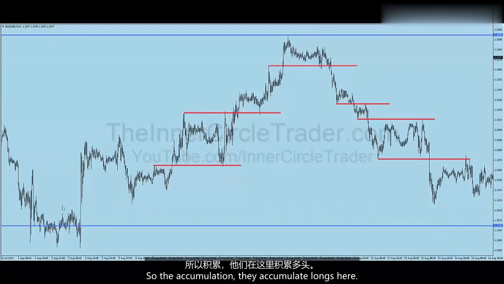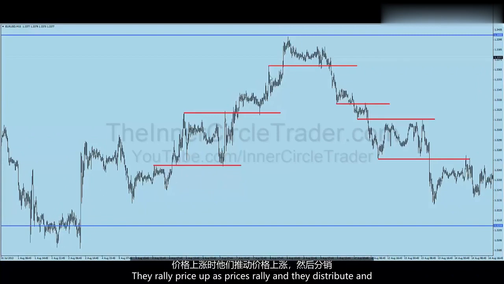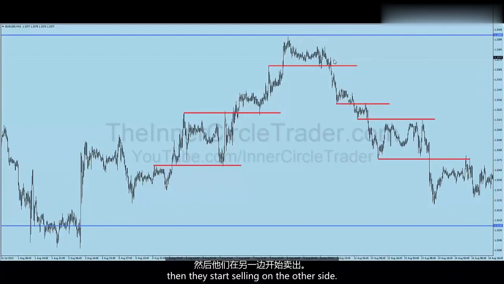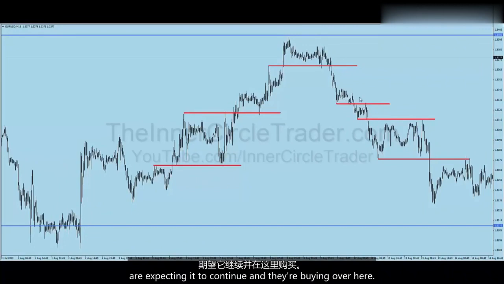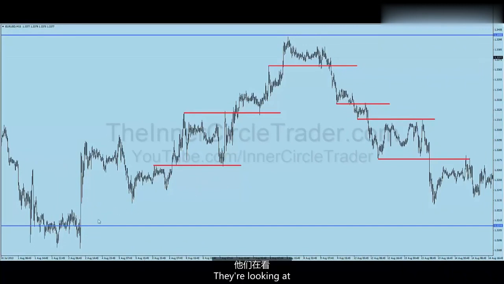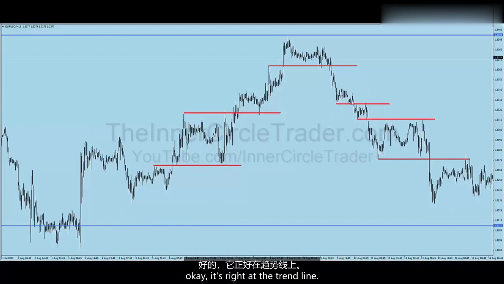So the accumulation, they accumulate longs here. They rally price up. As price is rallying, they distribute, and then they start selling on the other side. Usually, folks over here are expecting it to continue, and they're buying over here. Why? They're looking at lows over here, drawing trend lines, thinking, okay, it's right at the trend line, let's start buying it, and then it breaks. And then they don't know what they're doing.